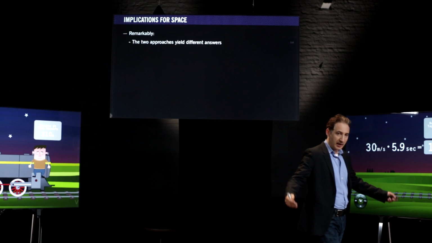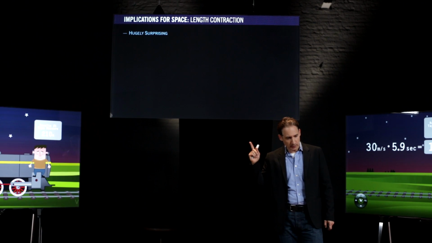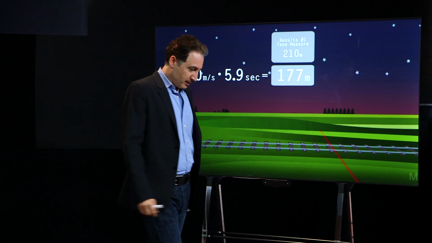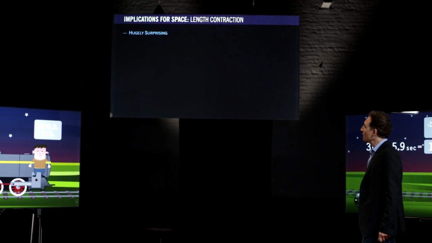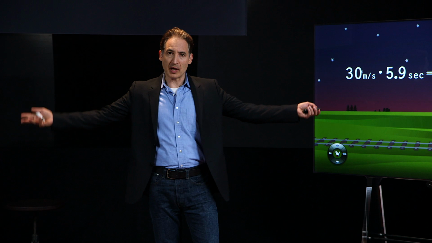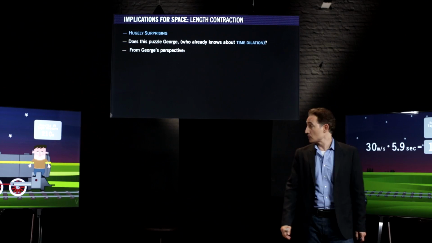Now, at first sight, that is hugely surprising, right? But the question is, does this actually puzzle George? Assuming that George has taken the discussion that we've already had to heart, and he fully knows about time dilation. With the notion of time dilation, does the discrepancy in the length of the train from his perspective and from Gracie's perspective puzzle him? And the answer is no.